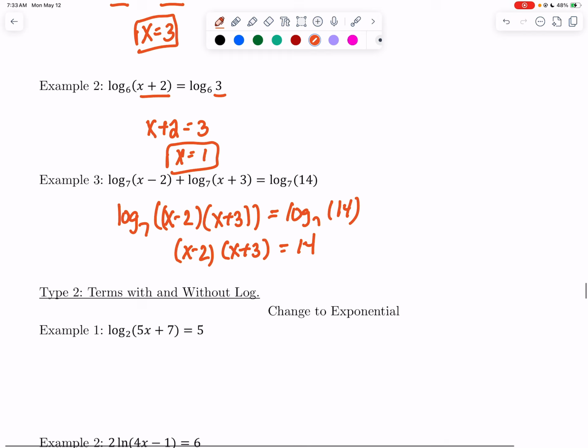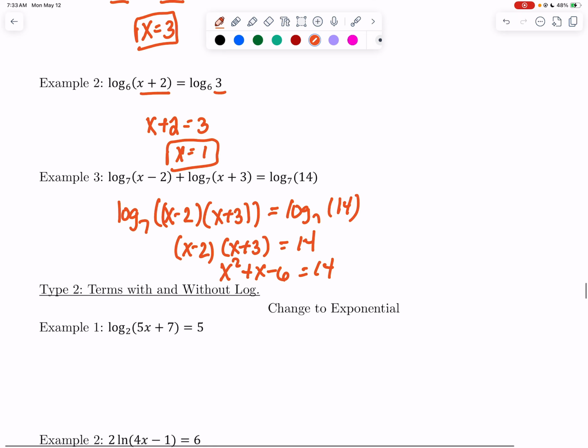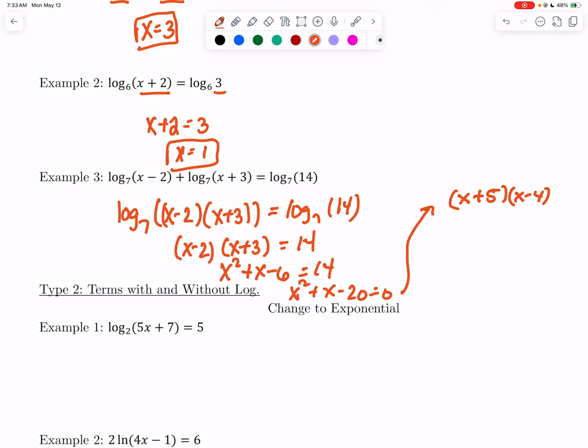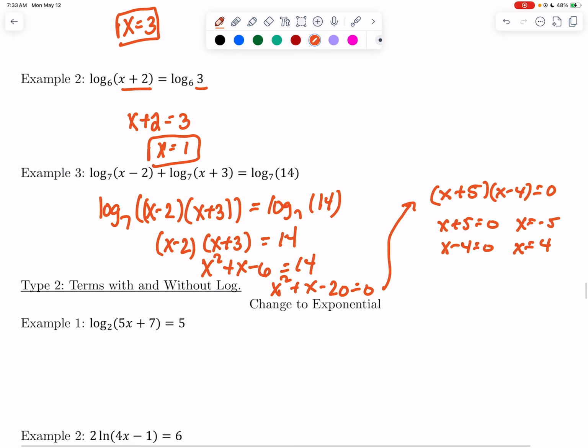Then let's go ahead and simplify this. So that's going to be x squared plus x minus 6 is equal to 14. I'm going to go ahead and set this equal to 0. Then I'm going to factor. Then I'm going to set both factors equal to 0. So we get x is equal to -5, and then x is equal to 4.